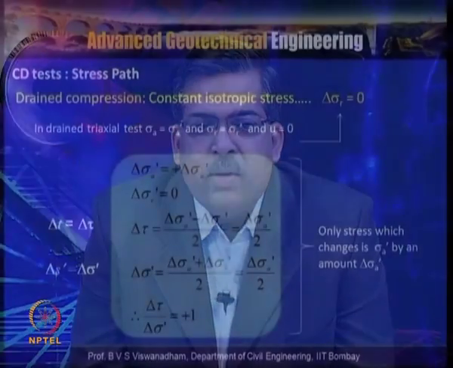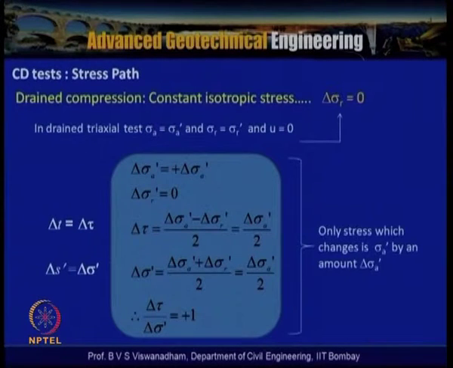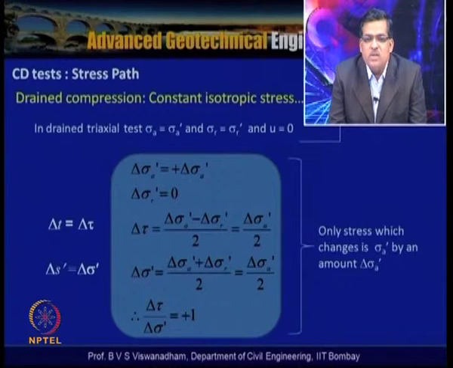Now let us consider the drained compression with constant isotropic stress, that is the change in radial stress, delta sigma R, is 0. In a drained triaxial test, sigma A is equal to sigma dash A and sigma R is equal to sigma R dash, and u is equal to 0, because the pore water pressure dissipation is 0. So delta sigma A dash is equal to delta sigma A, which is positive, and delta sigma R dash is equal to 0.